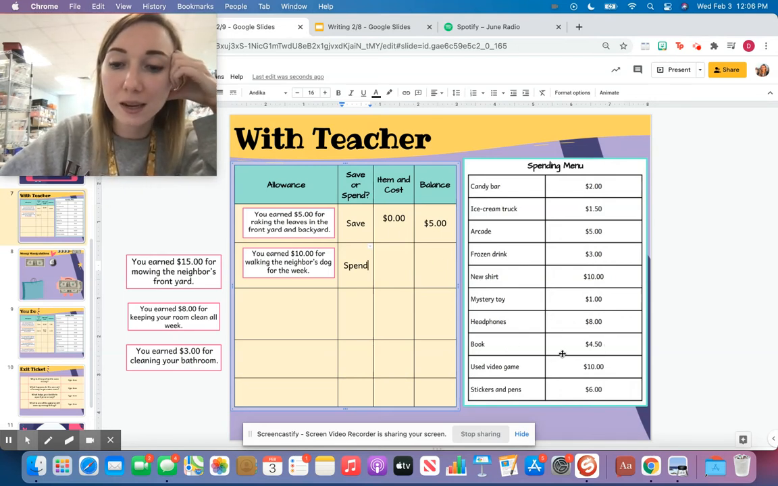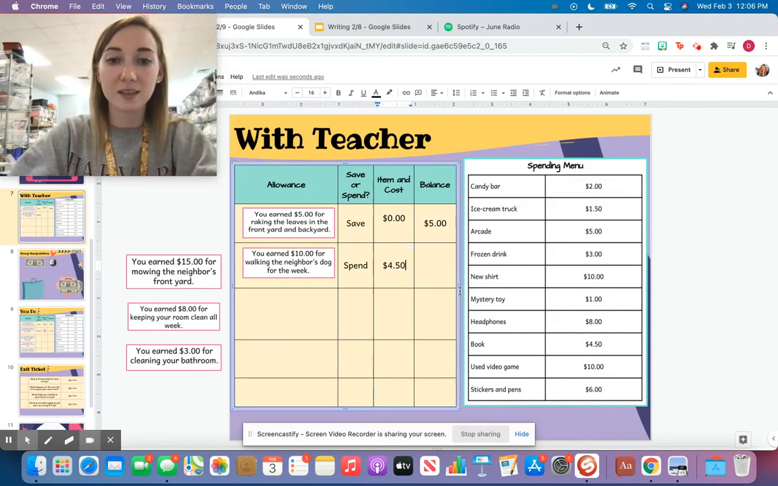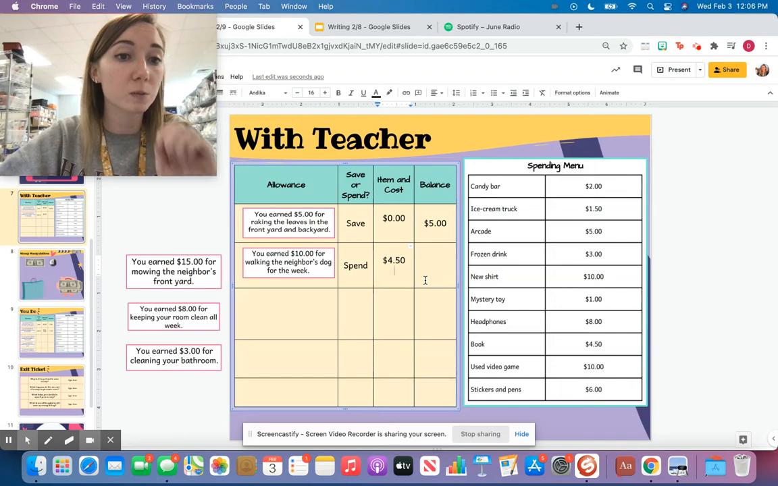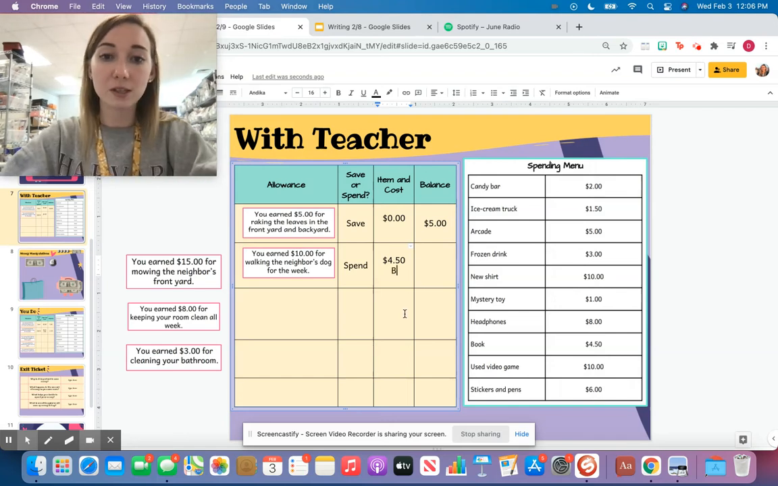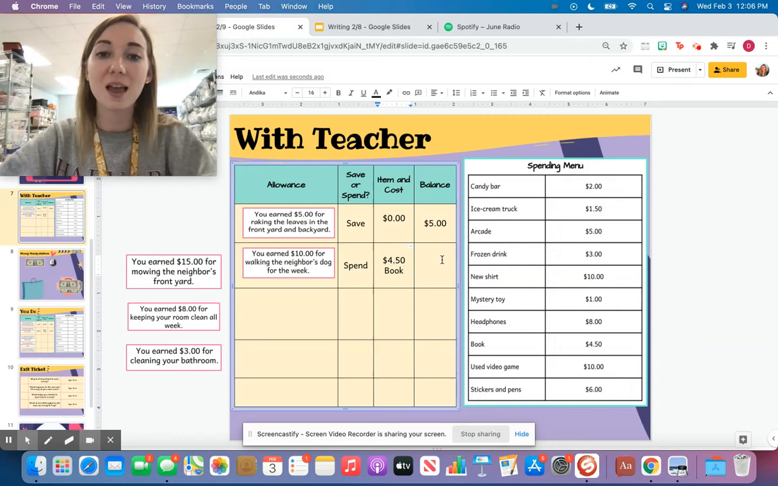So I'm going to spend $4.50. So I have 50 cents, which is 2 quarters, right? $4 and then 2 quarters to make 50, because each quarter is worth 25 cents. And I'm going to buy a book. So I'm writing how much I spent and how much it costs, or how much the object cost and what it was. That's what I wrote. Now, I did have $15, remember? So I had 15 until I just spent $4.50.